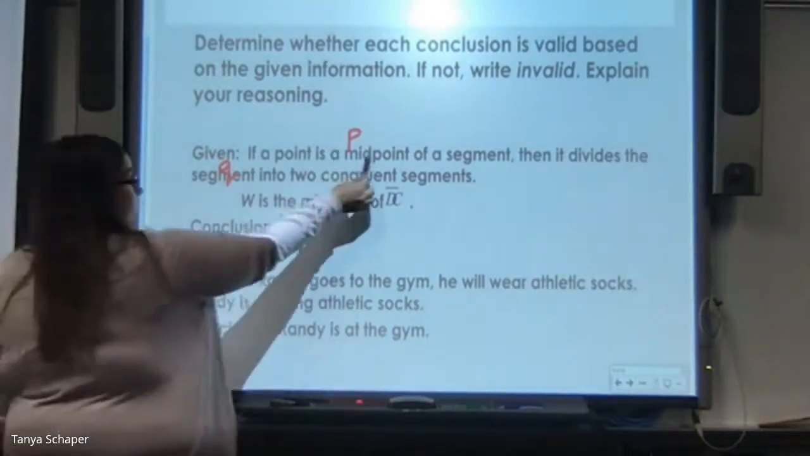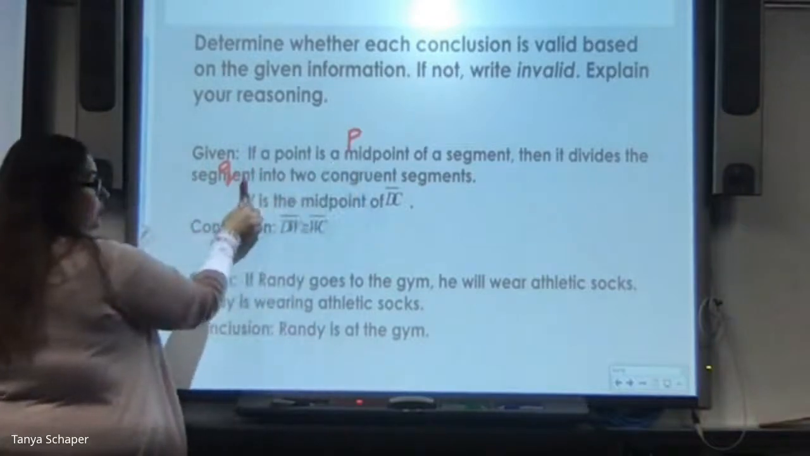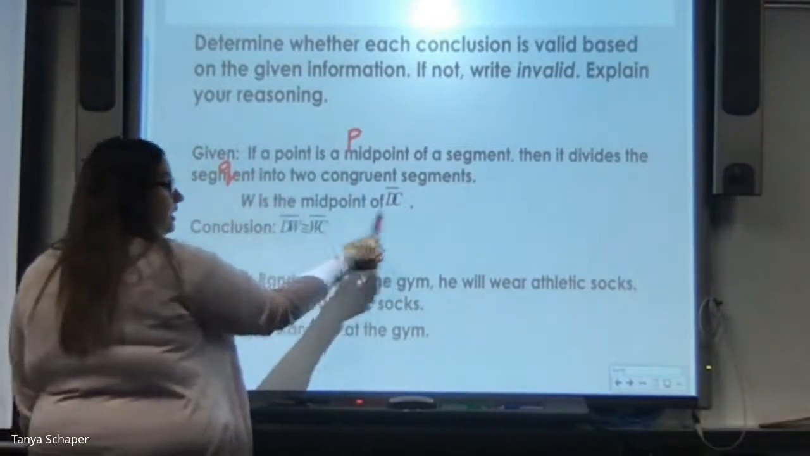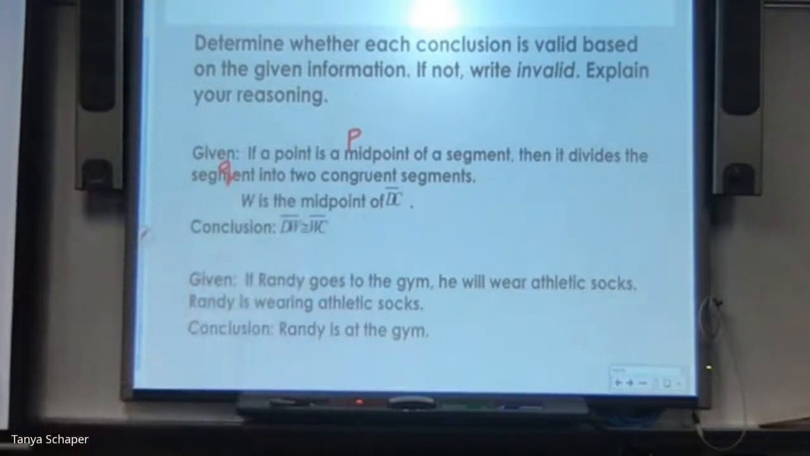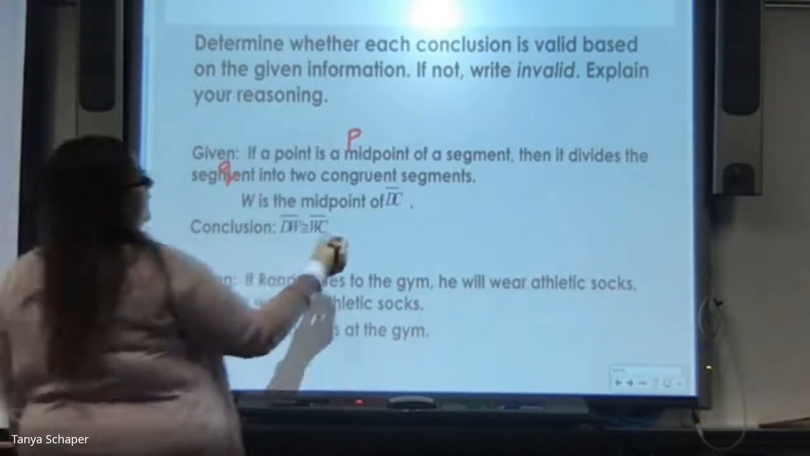All right, we're talking about the midpoint and two congruent segments. We're given the midpoint, we're given two congruent statements. This absolutely is valid.